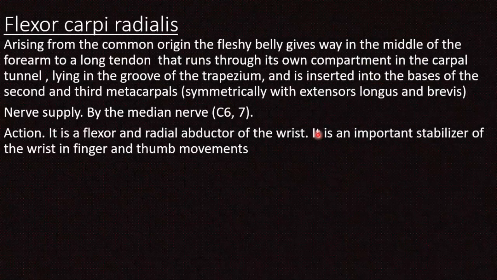Now, flexor carpi radialis originates from the common origin. Then the fleshy belly usually gives way in the middle of the forearm to a long tendon. It has a very long tendon, which runs through its own compartment in the carpal tunnel, then lies in the groove of trapezium. This is one of the carpal bones. Then it is inserted into the base of the second and third metacarpals, symmetrically with the extensor carpi radialis longus and extensor carpi radialis brevis.